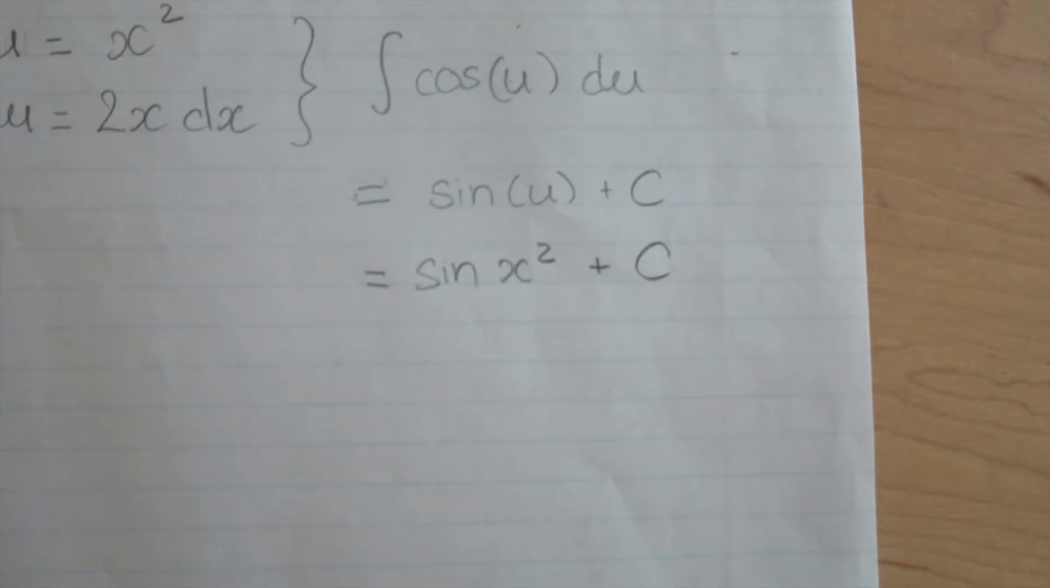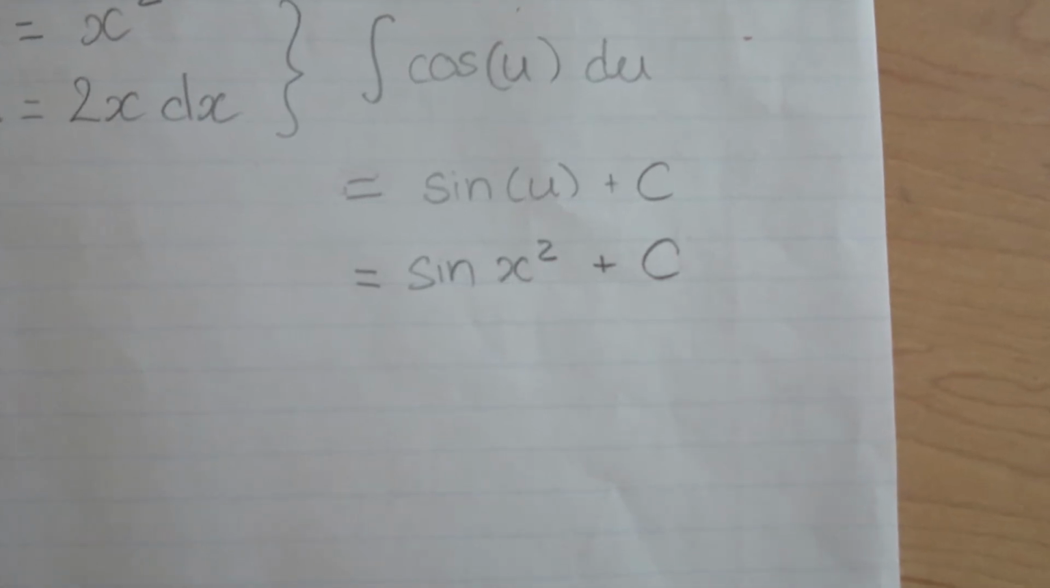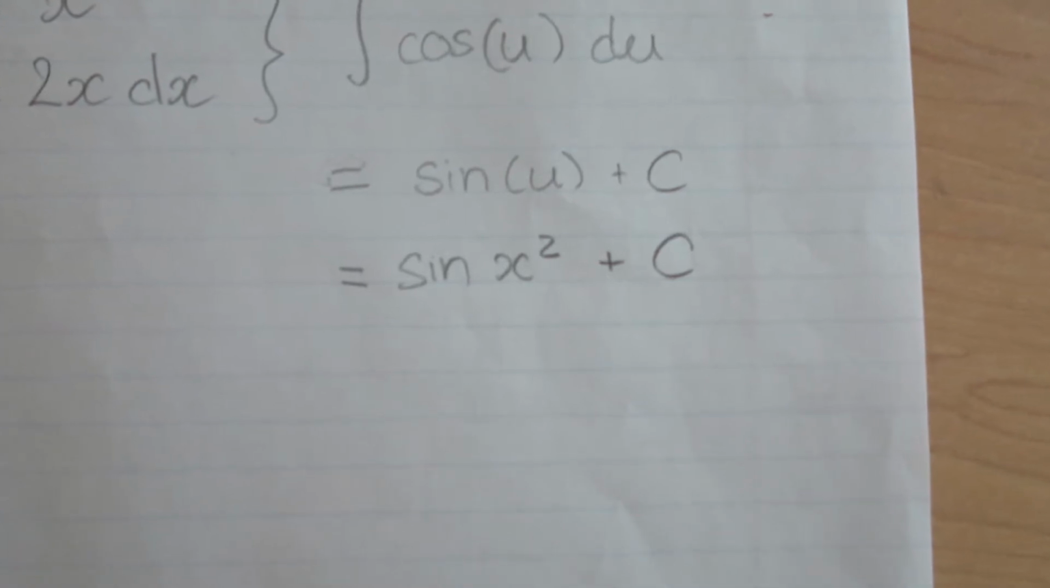So now, I need to find the integral of cosine u, which is sine u. Then, I replace u with x squared. Hence, the final answer is going to be sine x squared plus c.